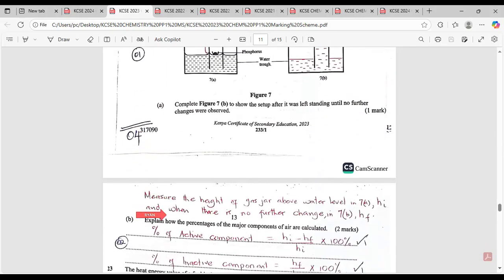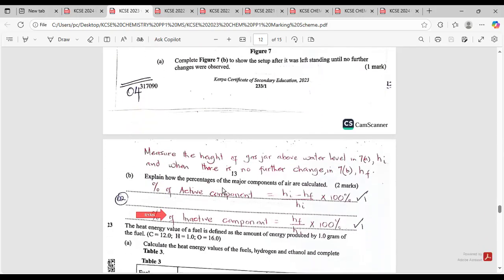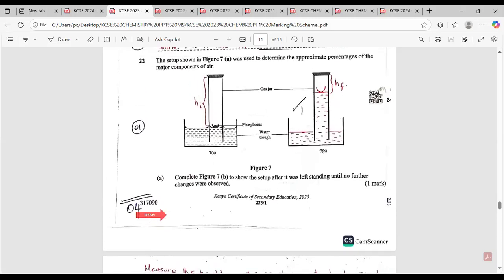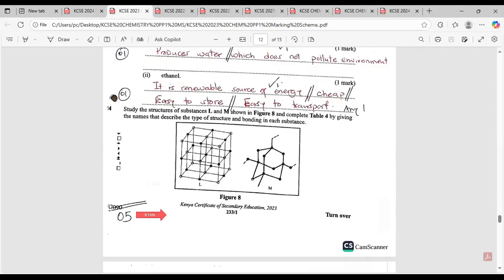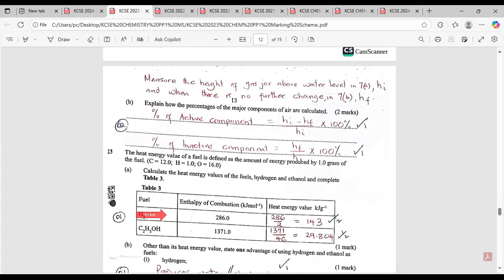Next now, it was explain how the percentage of major components of air can be calculated. So what do we mean by this? We need to know what is the change in the volume. So this is H1, this is H2, or I can call it H initial and H final. So the expression for this formula will be, we get the difference, and that means it's going to be H1 minus HF all over H1 times 100%. We're going to get the correct answer. As simple as that. Or now, if we need to get the inactive parts of air, it is HF all over H1 times 100.